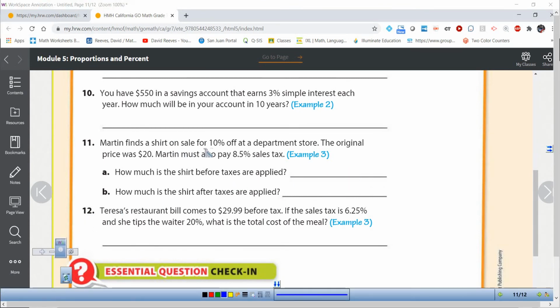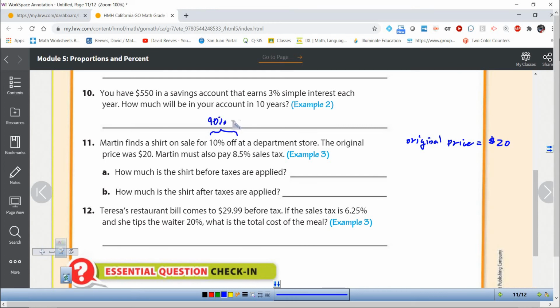It says Martin finds a shirt on sale for 10% off at the department store. The original price was $20. Martin must also pay 8.5% sales tax. How much is the shirt before taxes are applied? How much is the shirt after taxes are applied? So what do we have? We have the original price. And the original price was what? $20.